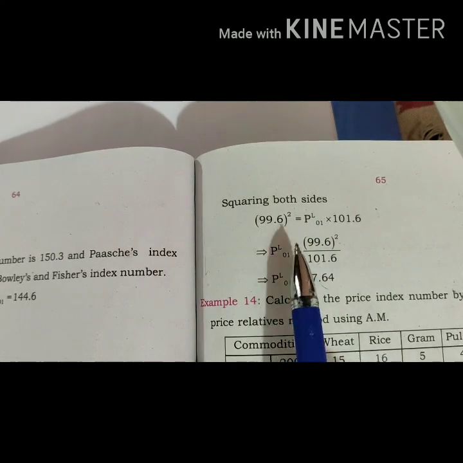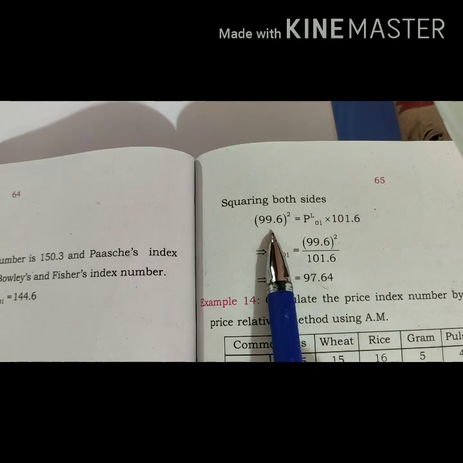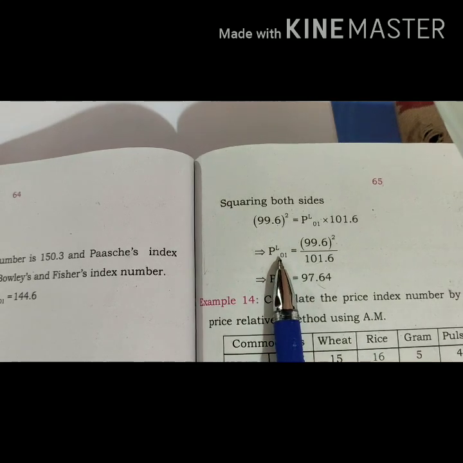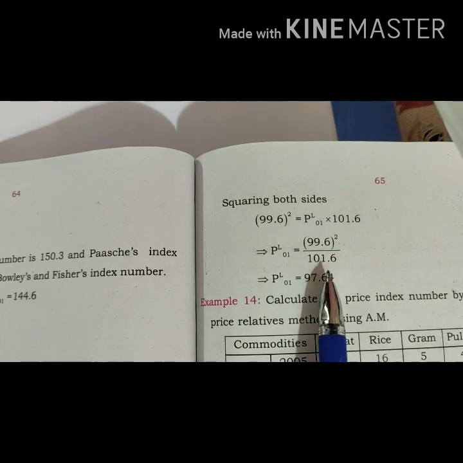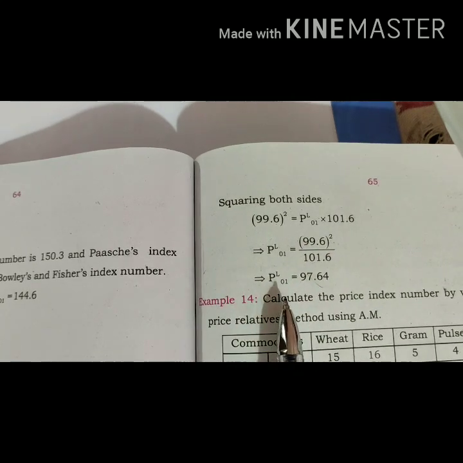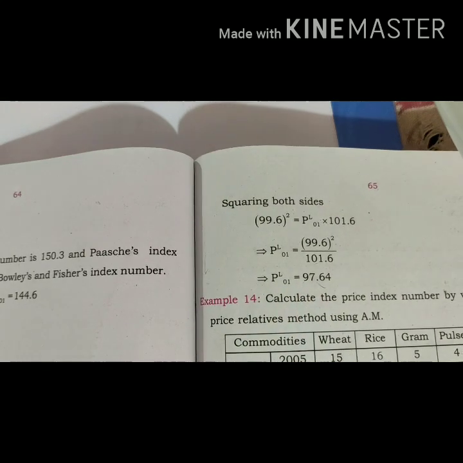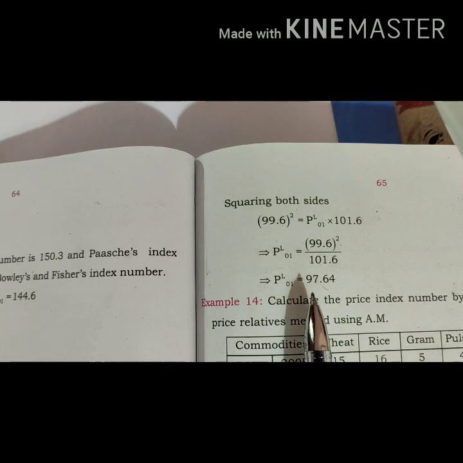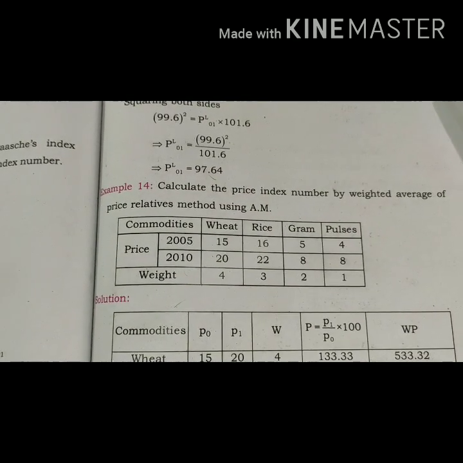So keep Laspeyres as it is and shift 101.6 to the other side, it will go to the denominator. So the next step will be Laspeyres is equal to 99.6 the whole square divided by 101.6, which is equal to 97.64. Therefore, Laspeyres' price index is 97.64. Moving on to the next problem.